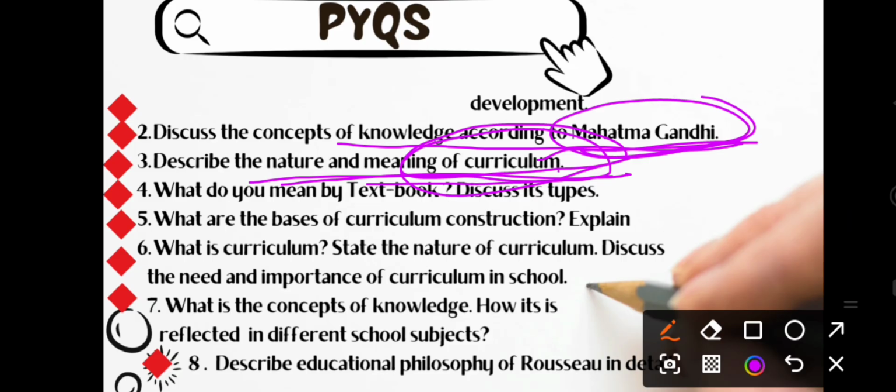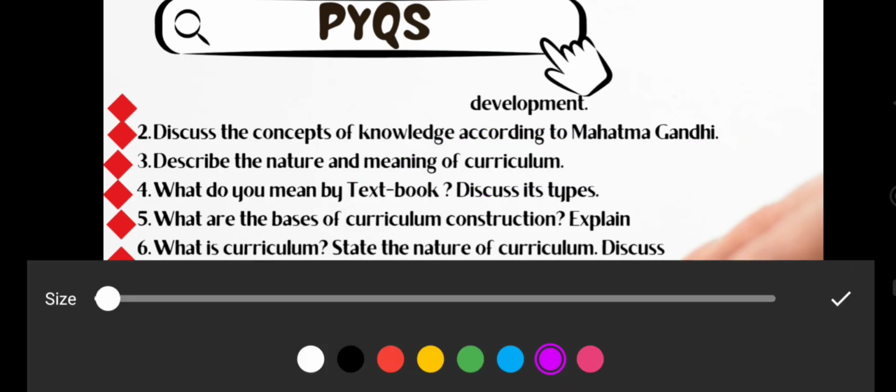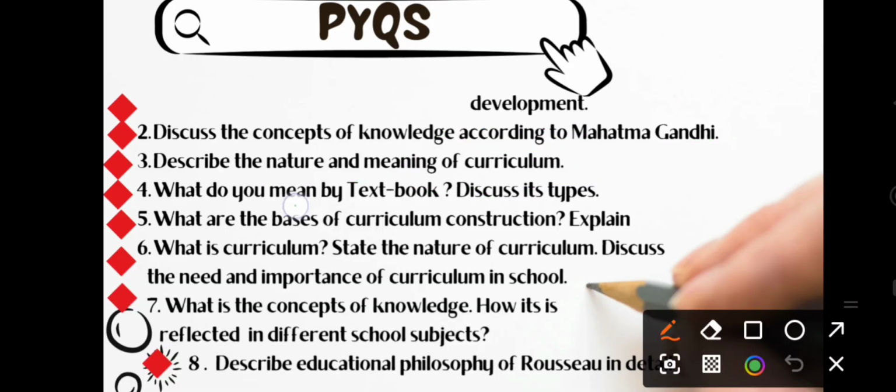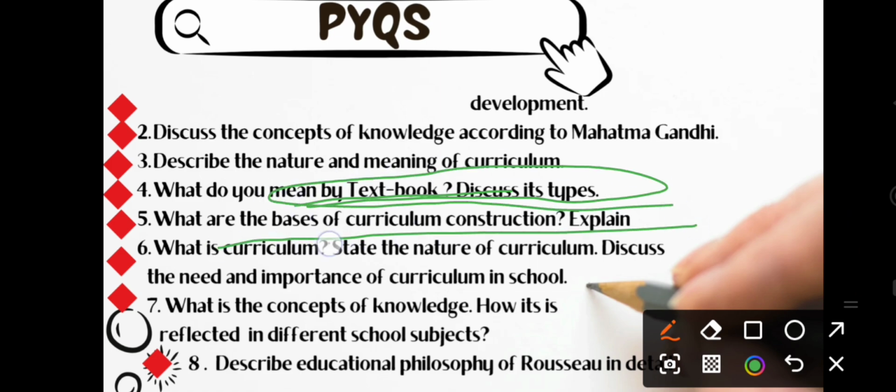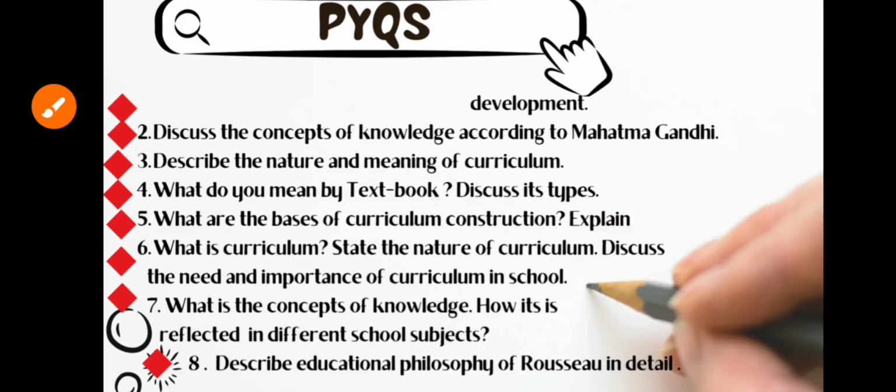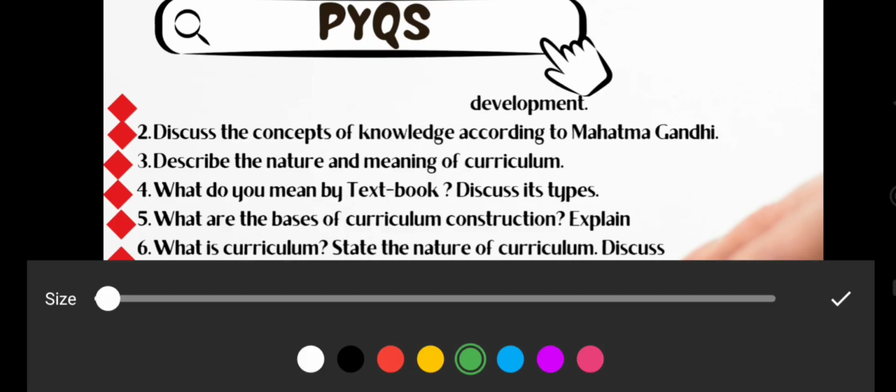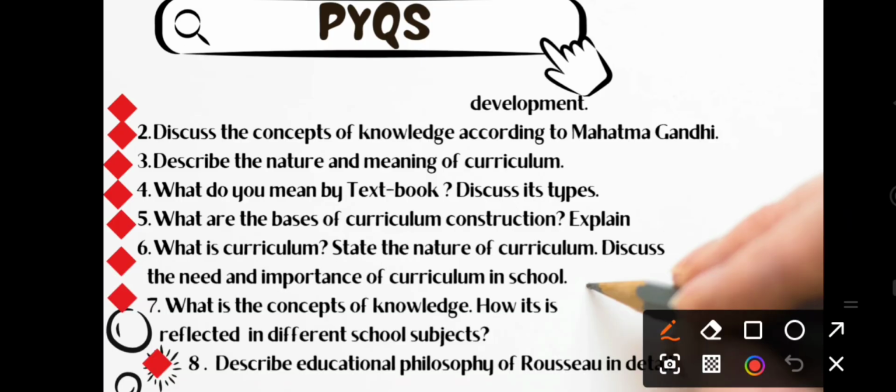Okay. Question number 4, what do you mean by textbook? Discuss its types. So an important question in regards to this paper, explain textbooks and their types. Okay. Question number 5, you have to explain the basis of curriculum construction, how the curriculum is constructed. Okay. Question number 6, what is curriculum? Explain the nature of curriculum and discuss the needs and importance of curriculum in school. So this is the extended question here, needs and importance of curriculum in school.